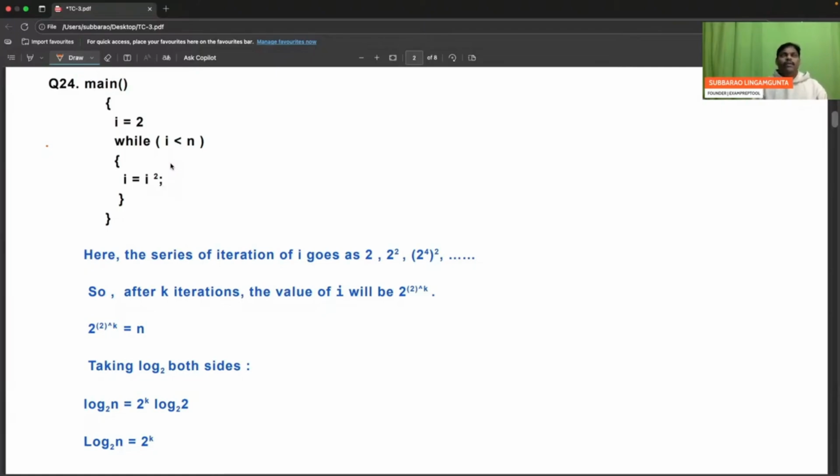Suppose I value 10. So 10 into 2 is 20. 10 plus 2 is 12. But 10 power 2, 10 square, is 100. There is a big change.